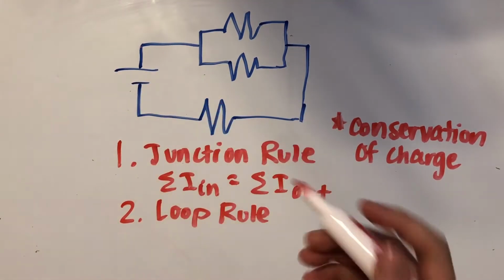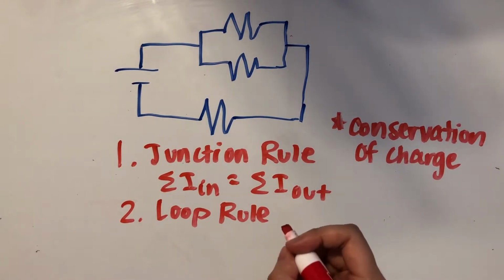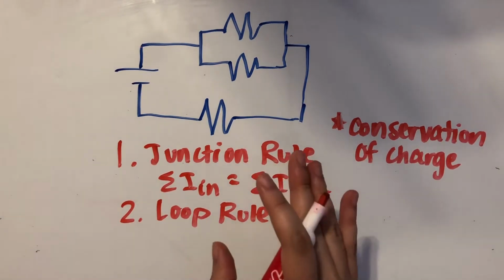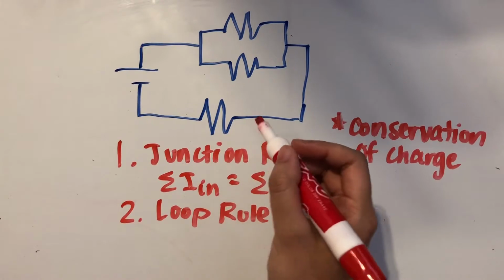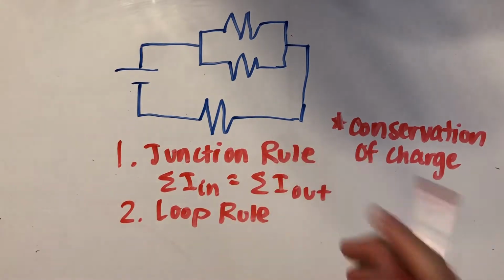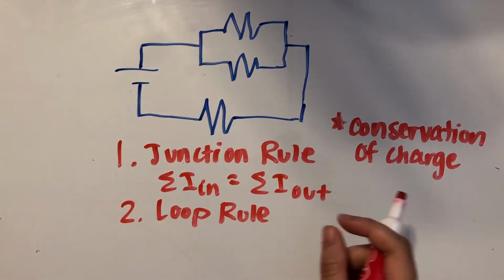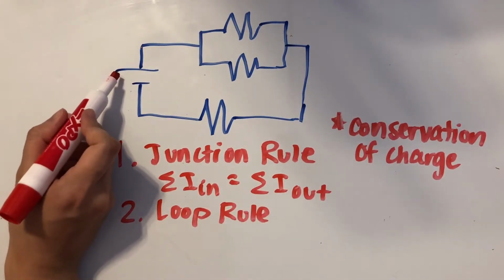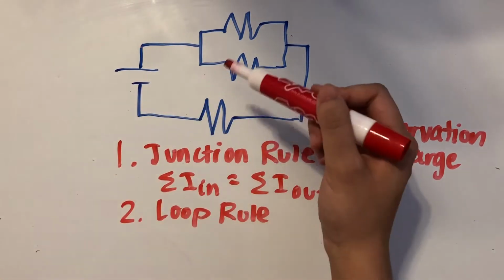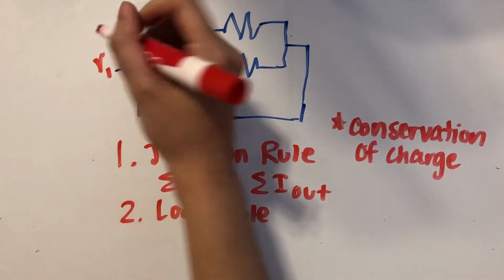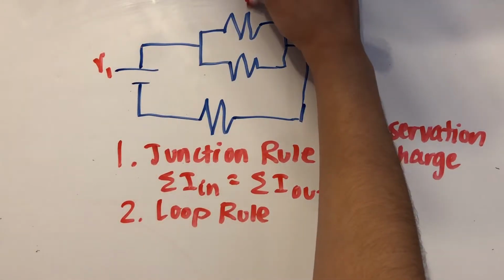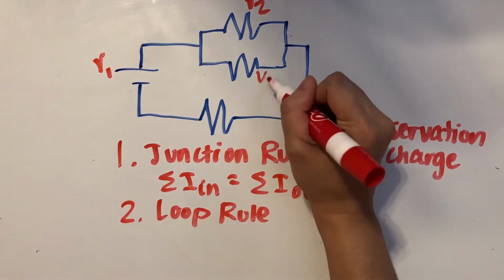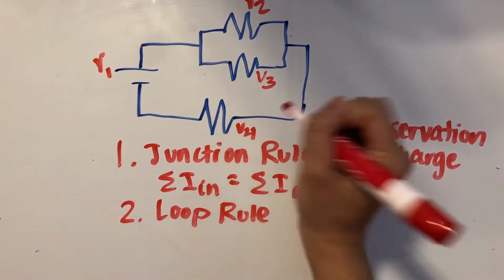So the loop rule basically states that the voltages around one loop should sum to 0, which means that some of the voltages should be negative. So if we say that this had a positive voltage, then we can assign this a name of voltage 1, and this would be voltage 2, voltage 3, and voltage 4.